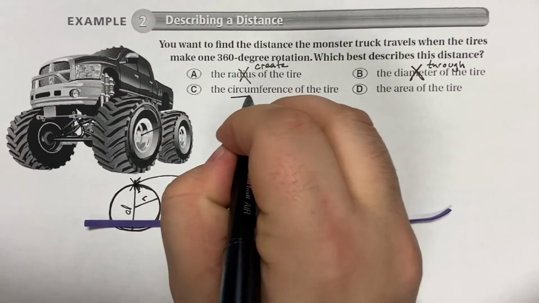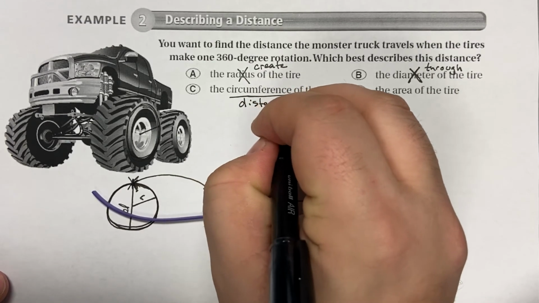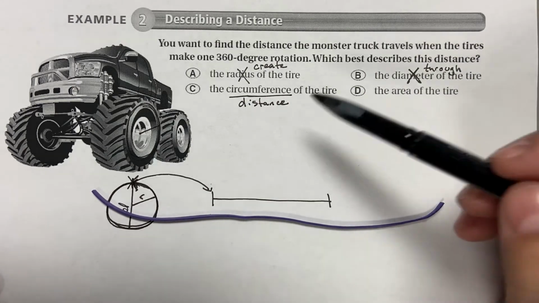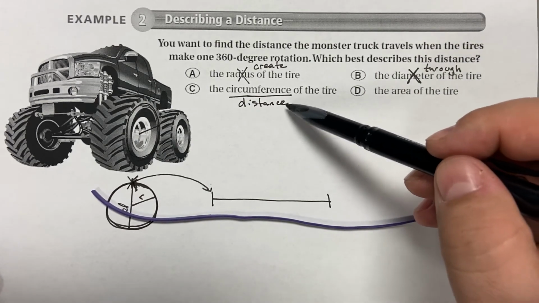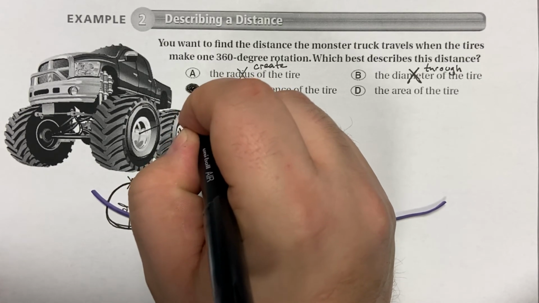So circumference is actually distance. And that's what we're looking for. We're not looking to create a circle. We're not looking to go through a circle. We need to know the distance of the circle. So C is our answer.